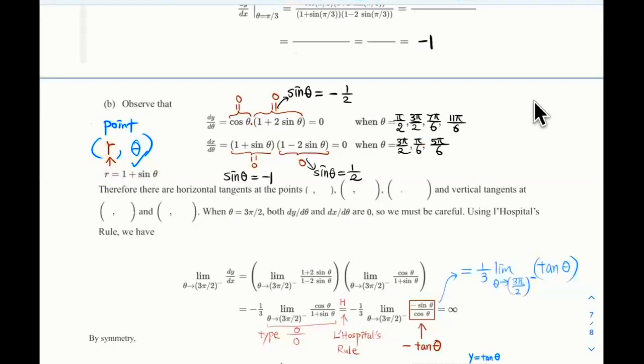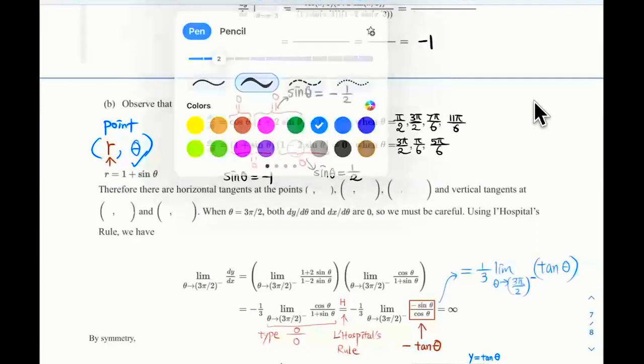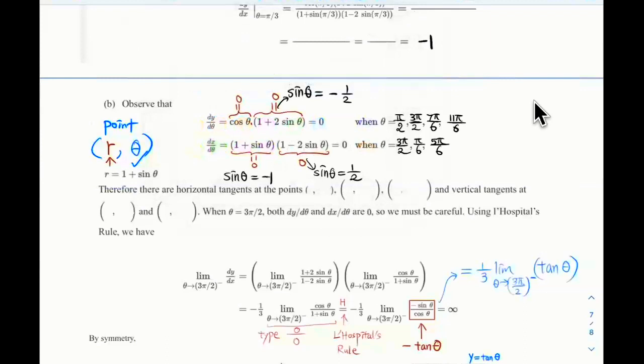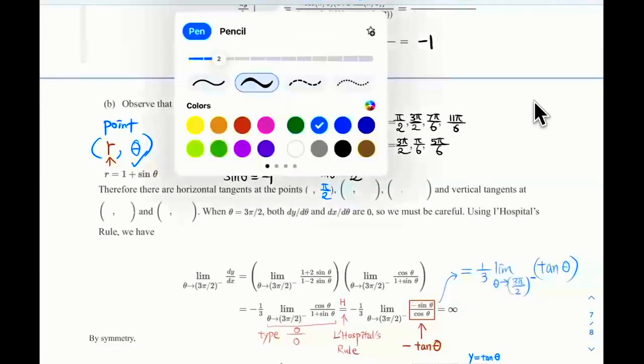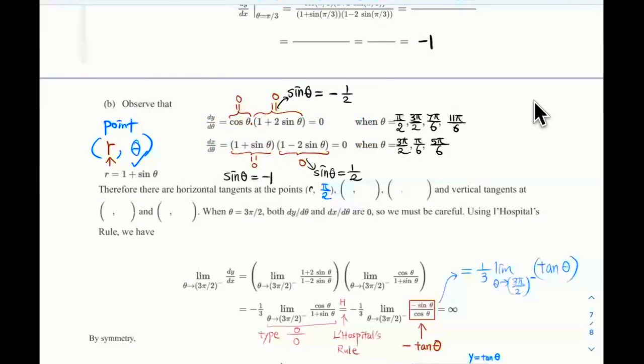Let me put the angle here, pi over 2 first. The first theta here is pi over 2. Can you guys figure out what r equals when theta is pi over 2? 1 plus sine pi over 2. What's sine pi over 2? 1 plus 1 is 2. Okay, good job. That's easy.